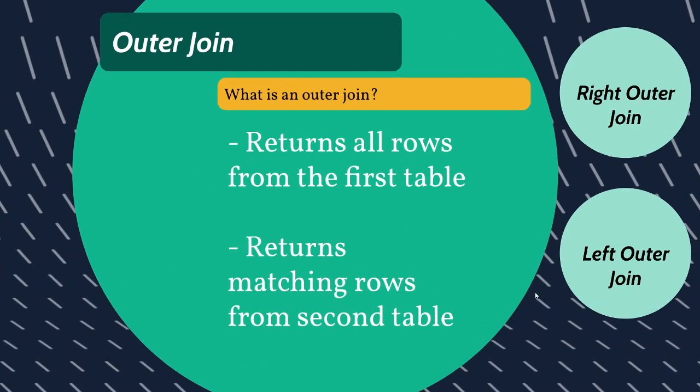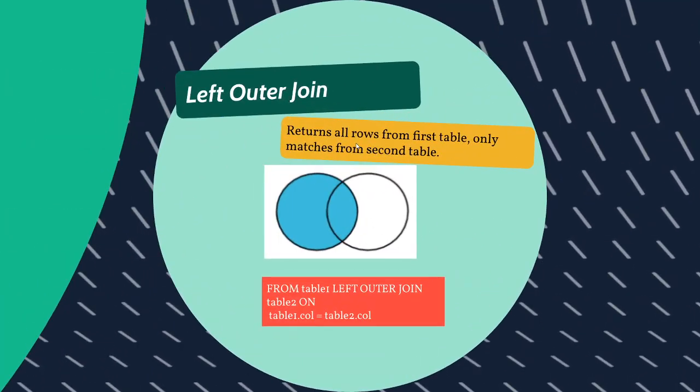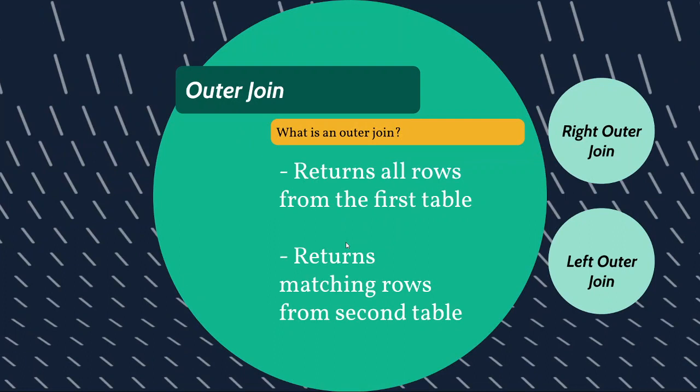And then we have left outer join as well, which returns all rows from the first table, which is the left table, and only matches from the second table. As you can see in the Venn diagram, all rows are returned from the first table, and only the matches will be returned from the second table. We will be using the join keyword in the left outer join, just like in right outer join, and the on keyword as well. So let's move on to SQL Server, and we're going to try the outer joins.